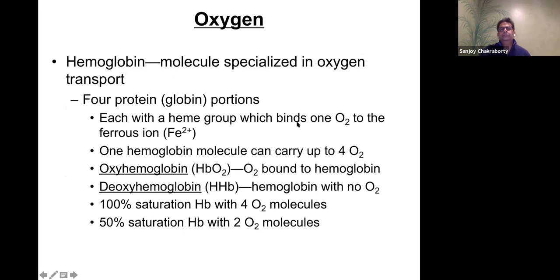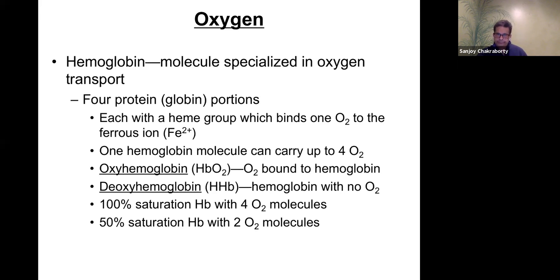So this is oxyhemoglobin. Hemoglobin is saturated here. Deoxyhemoglobin is when hemoglobin is not bound with oxygen. So 100% saturation means all hemoglobin molecules are bound with oxygen. So the heme in the hemoglobin binds with oxygen and carries it to the tissue, and in the tissue, it releases it, okay?